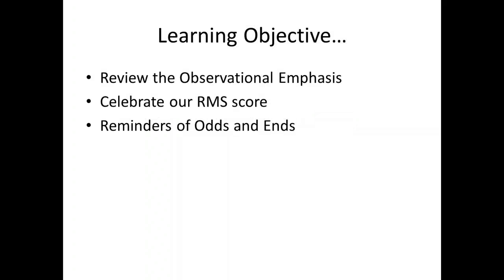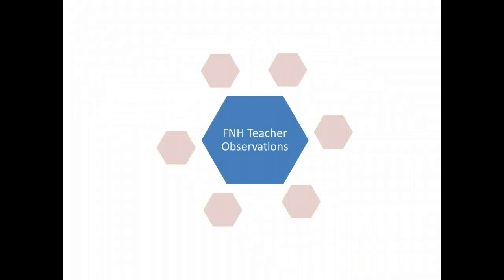So let's get started. I have 3 learning objectives for this podcast. I'd like to review the observational emphasis for this year. Each year, administrators go in and observe classes and provide feedback to teachers. And so I want to talk about our emphasis for this year. I would like to also talk about our RMS score, which is an acronym for the Reading, Math, Science scores on the NDSA, the North Dakota State Assessment. And then I have some reminders of odds and ends.